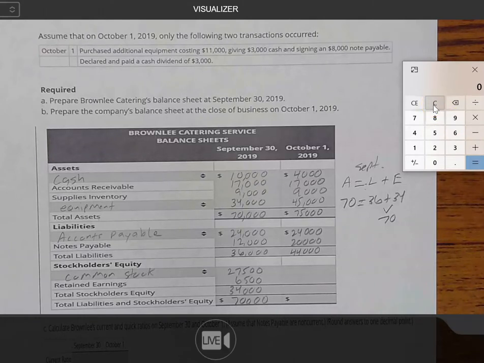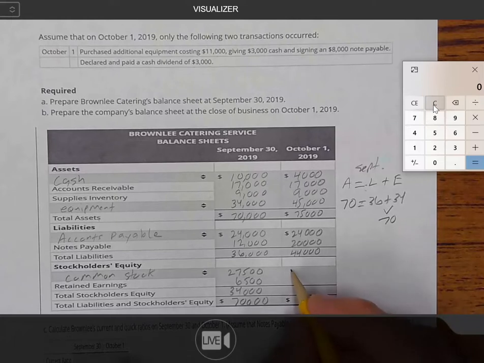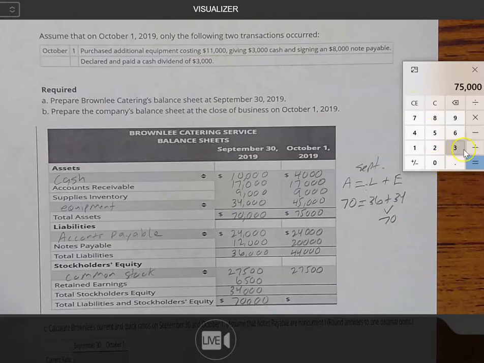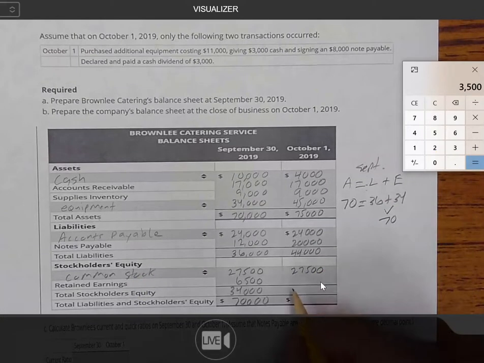Common stock has not changed. We haven't had any additional owner investments. 27.5. And so we have to determine the ending retained earnings. And so we can actually start here. I'm going to do it the exact same way I did before. I'm going to start with assets, 75,000 minus total liabilities of 44,000 minus common stock of 27.5. And so that gives us retained earnings of 3,500.